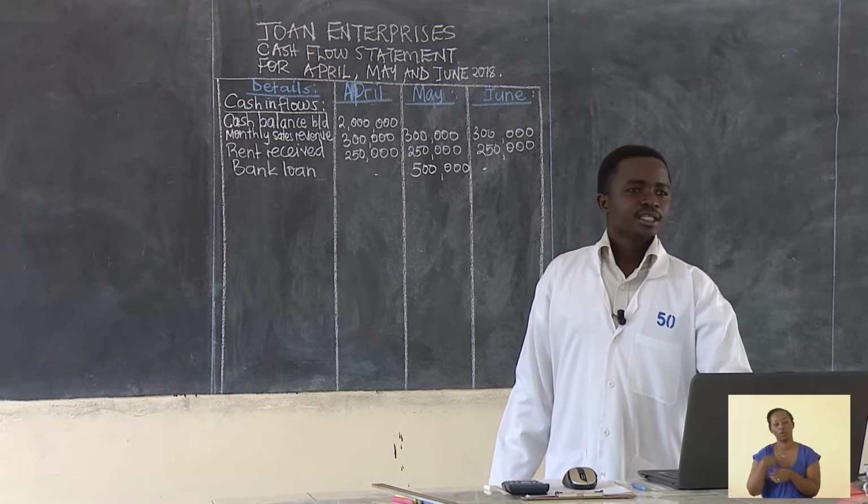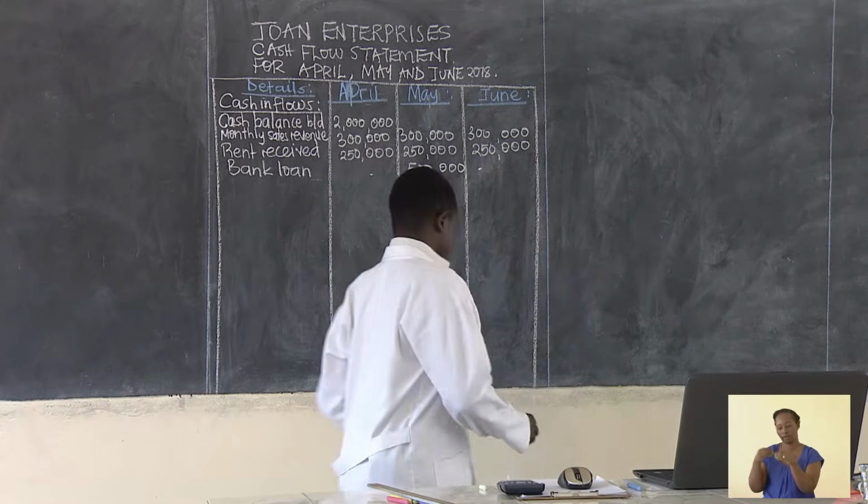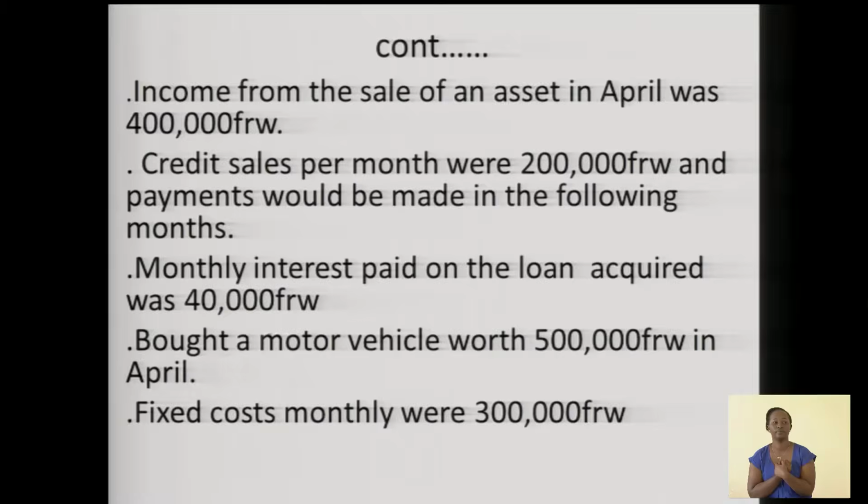We have income from the sale of an asset in April. Sale of an asset. This is a reduction in asset. When you sell assets, your assets reduce. But it is an inflow, a cash inflow. Reduction of assets by selling is a cash inflow. In this case, they are saying it was sold in April, 400,000. So this money is recorded in the month of April.